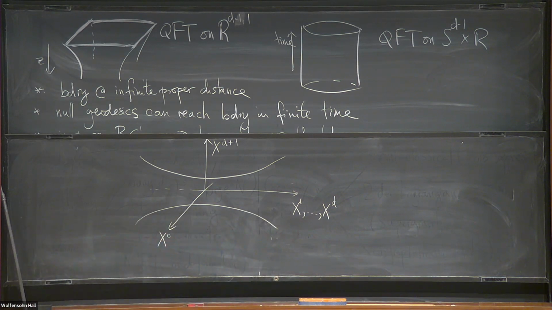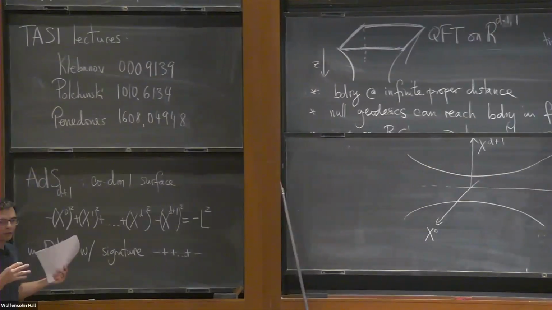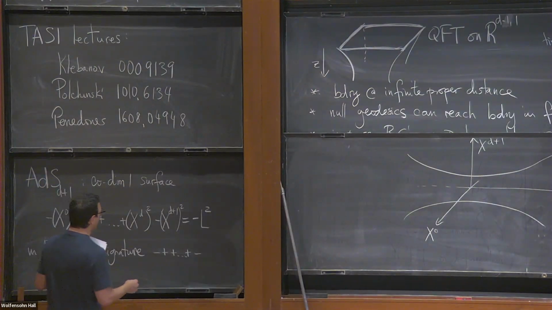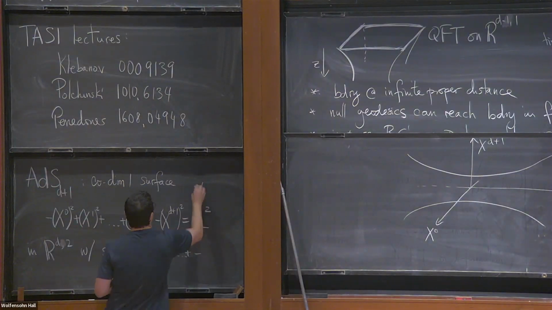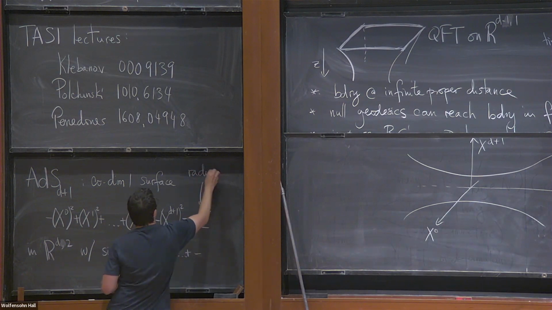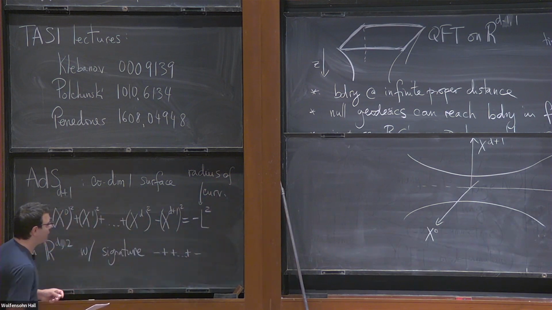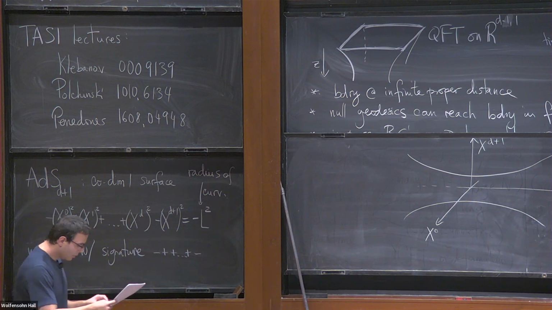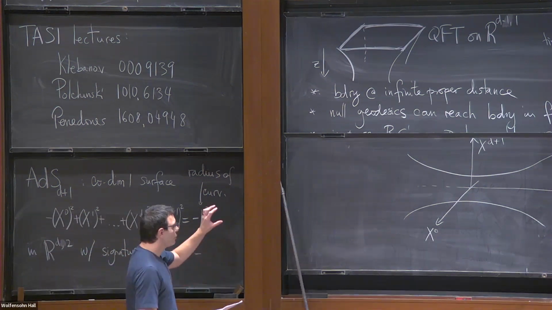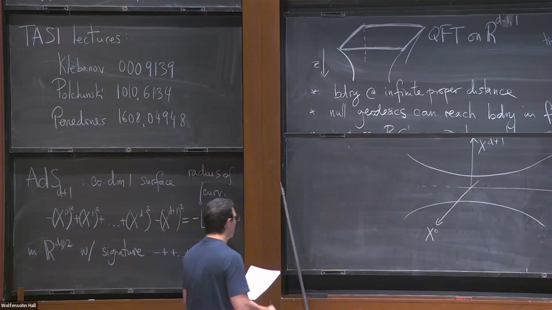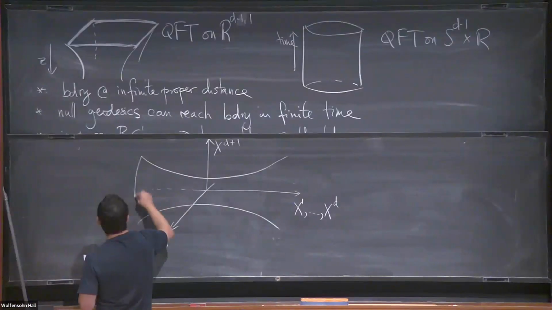Sorry, maybe I should have said that it's a curved space. L is the radius of curvature. It's negatively curved. Now, there's one small problem with this picture here.